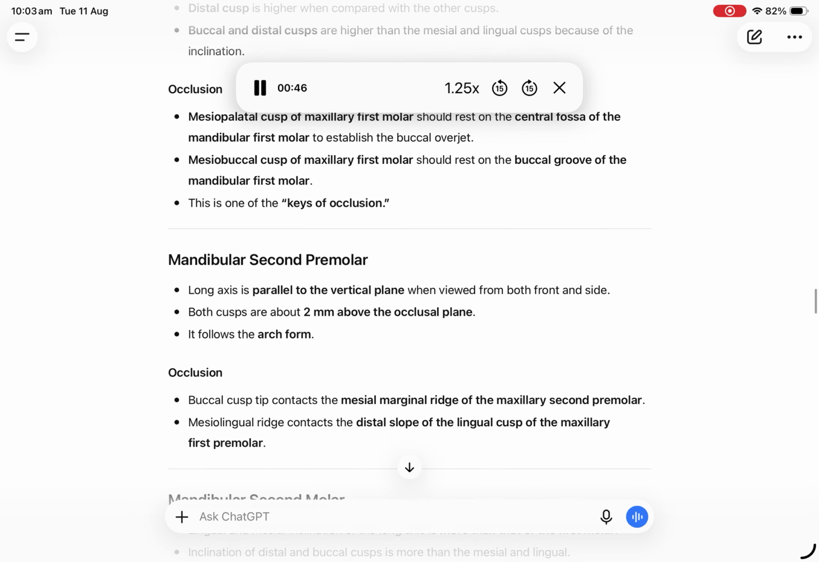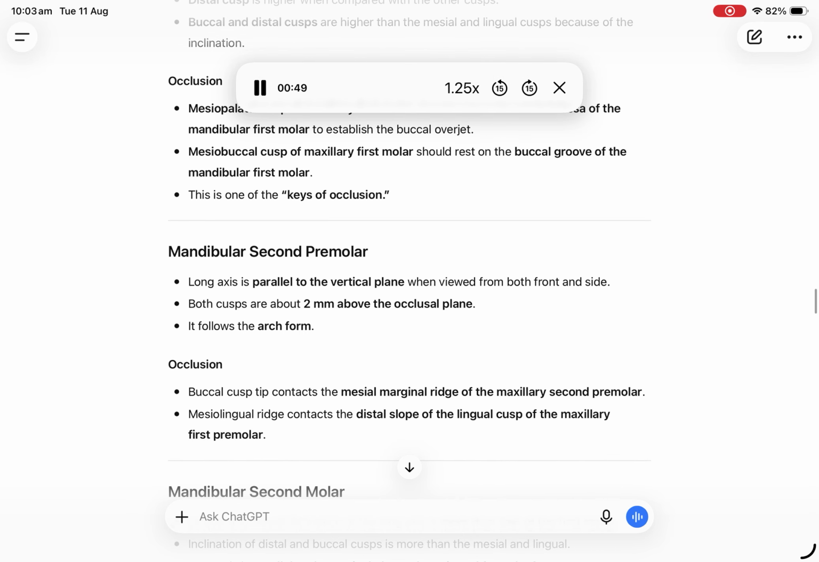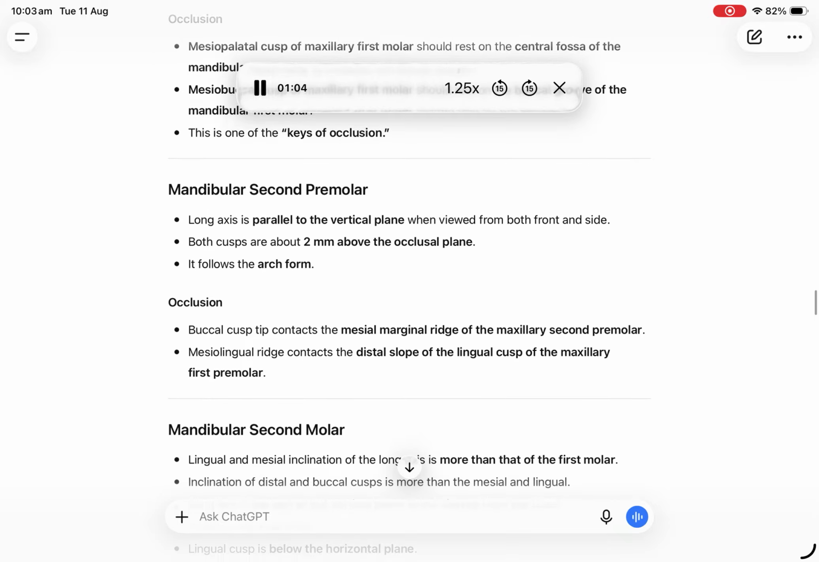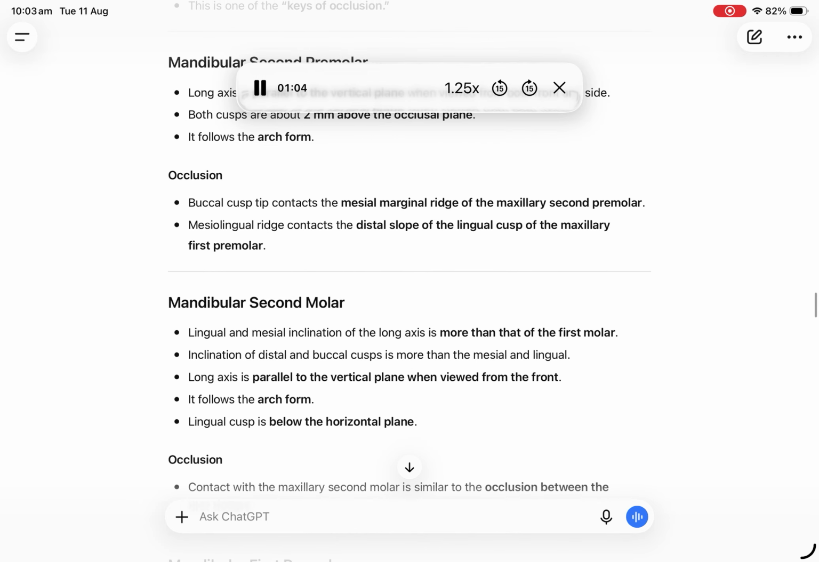Mandibular second premolar. Long axis is parallel to the vertical plane when viewed from both front and side. Both cusps are about 2 mm above the occlusal plane. It follows the arch form. Occlusion. Buccal cusp tip contacts the mesial marginal ridge of the maxillary second premolar. Mesiolingual ridge contacts the distal slope of the lingual cusp of the maxillary first premolar.